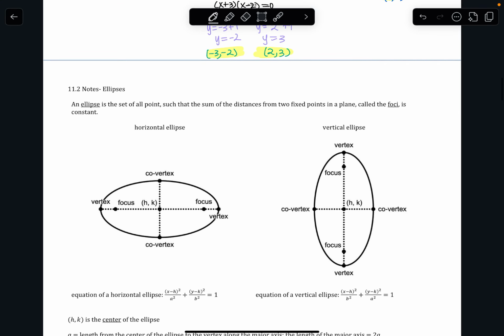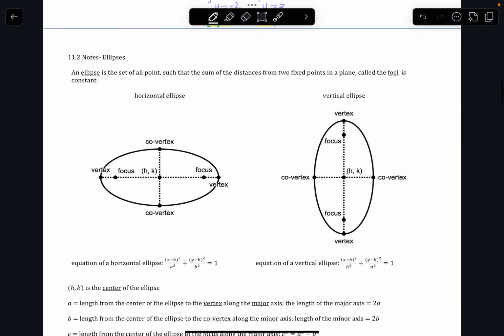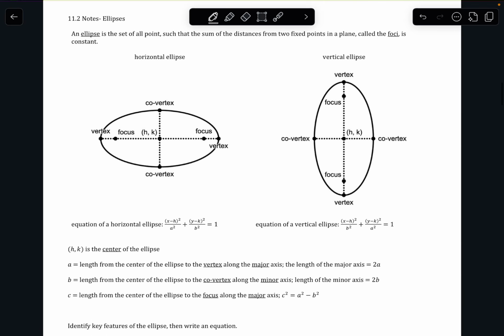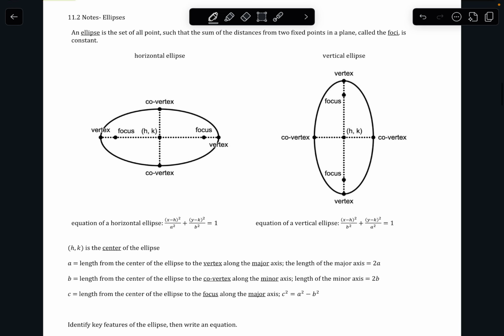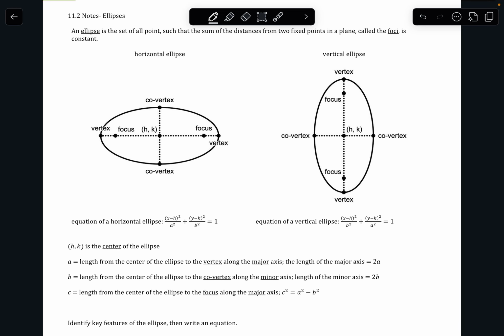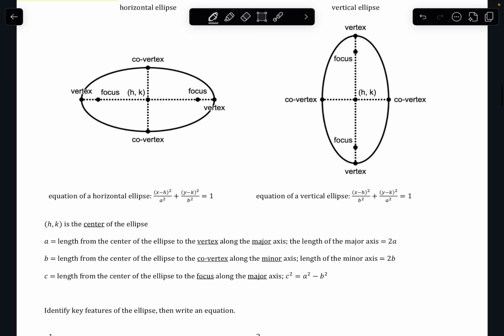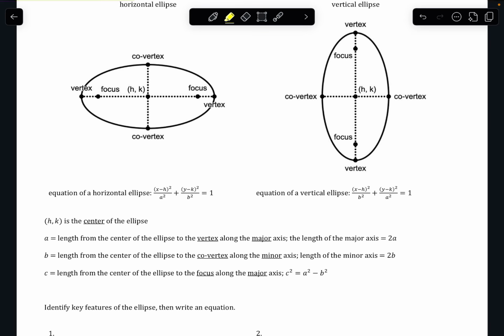All right, in this lesson, we are going to talk about ellipses, and they are very similar to circles, only you'll notice from the pictures that they are not perfectly round. And so we have some new vocabulary that we have to talk about, and that will be important as you start doing these problems.